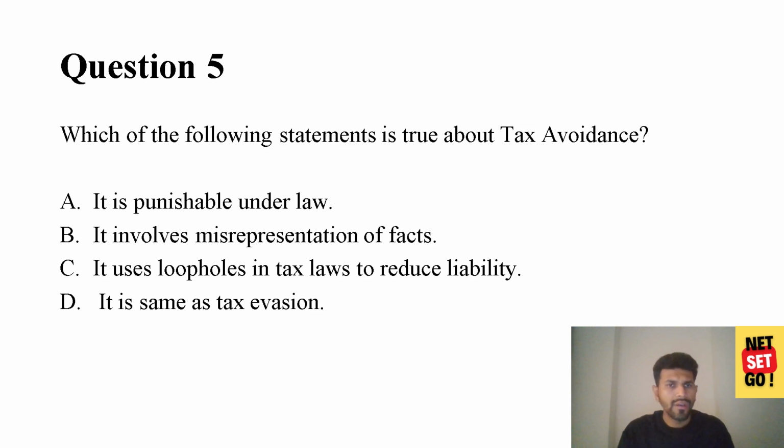And last, which of the following statements is true about tax avoidance? A. It is punishable under the law. No. Tax evasion is punishable. B. It involves misrepresentation of facts. No. But C is the correct answer. Tax avoidance uses loopholes in tax law to reduce liability. Option C is the correct answer.